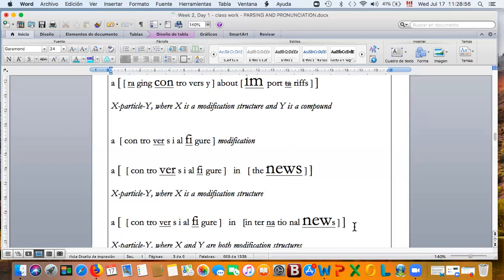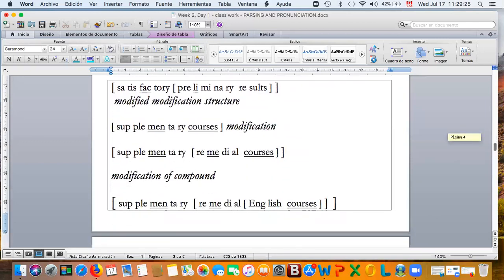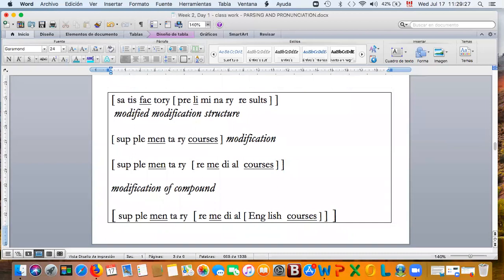Now, I think I may have misread this earlier. So I'm going to read it again as though I were trying to be very clear, enunciating very slowly and carefully. Repeat after me. He's a controversial figure in international news. Fine. Let's look at a couple more.